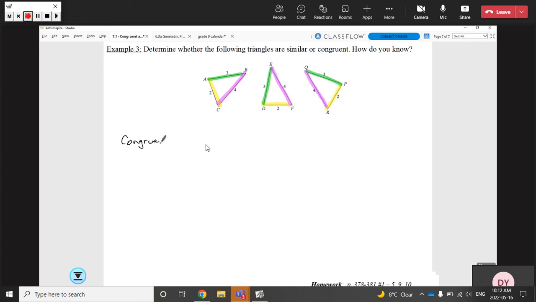Congruent because all corresponding side lengths are equal. Sure, some people might say, well, there's a scale of 1. It's like, okay, yeah, sure. But it's quite literally the same triangle 3 times, maybe rotated a little bit on each one here.